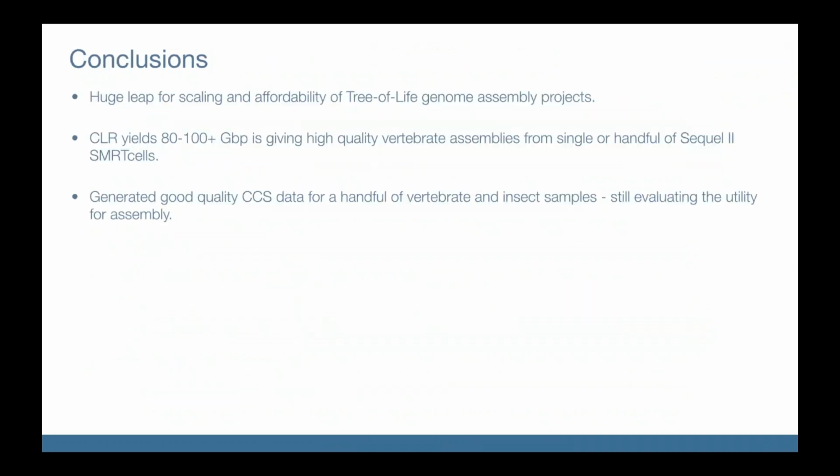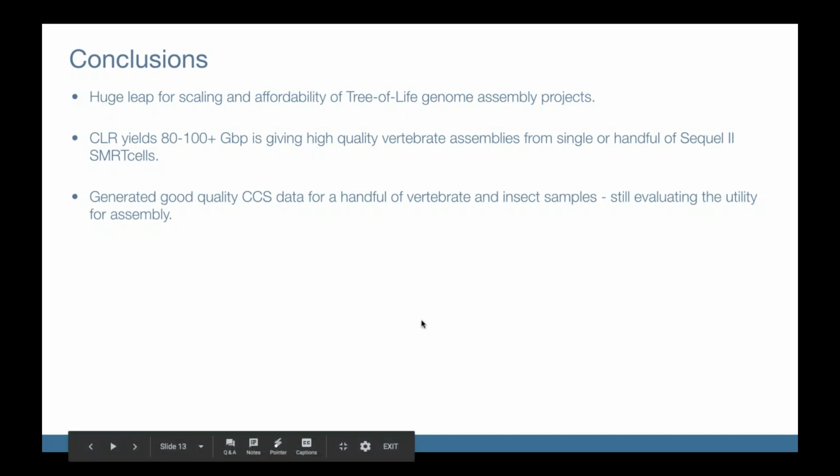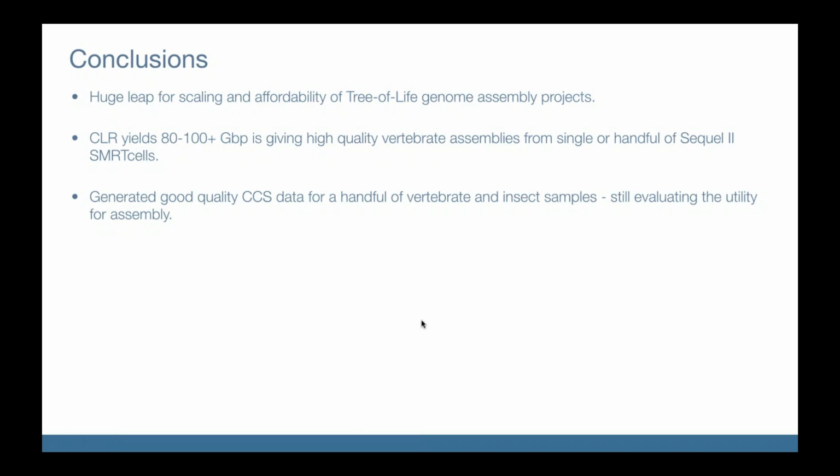So we're quite happy with the Sequel IIs so far. It's a huge leap in scaling and affordability for these tree of life genome assembly projects that we're working on. The yields are great, and the vertebrate assemblies are looking quite good. From now we can do them from a single or a handful of SMRT cells. We have generated some good quality CCS data, but we're still evaluating exactly how to best use the CCS assemblies for non-human assembly at the moment.